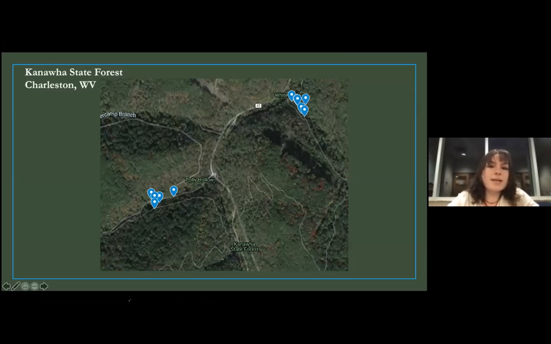So this is the area that we studied. It's Canal State Forest in Charleston, West Virginia. Here are the hiking trails that we were studying. You can see here is Poly Hollow Trail, up here is White Hollow Trail. All of these little drop points are our sampling locations, and White Hollow Trail was a single-use hiking trail, and Poly Hollow Trail was a multiple-use hiking trail where there were also other activities.